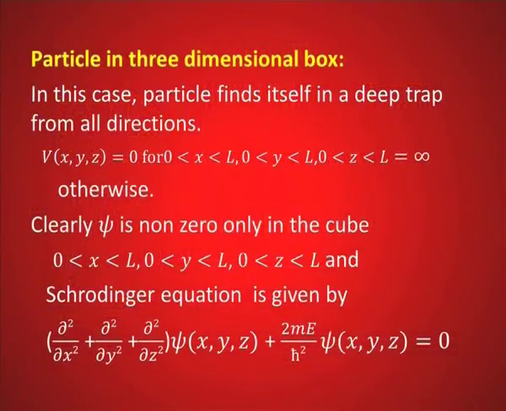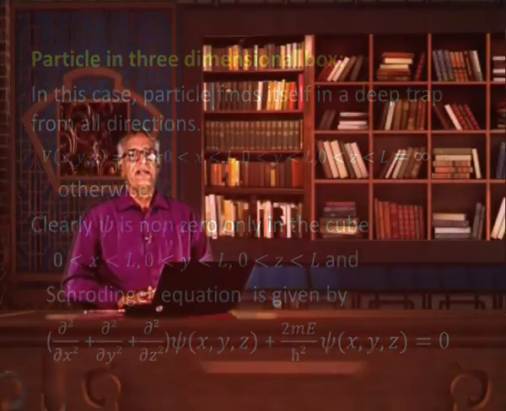Now, we go over to another case, which is particle in 3-dimensional box. The difference between the 1-dimensional box and the 3-dimensional box is that now you have this binding, the trapping from all the sides. Previously, we had trapped only in the x direction. Here, V is equal to 0 for x greater than 0 less than L, y greater than 0 less than L, z greater than 0 less than L, and is equal to infinity otherwise. So, that means we have trapped the potential from all sides, in x, y and z directions.